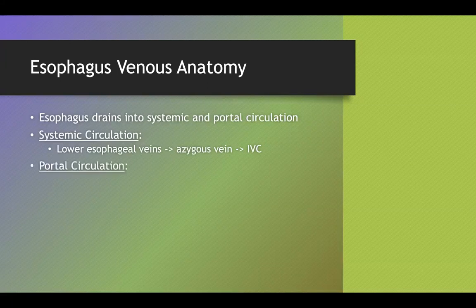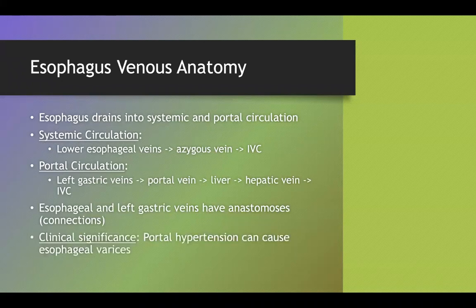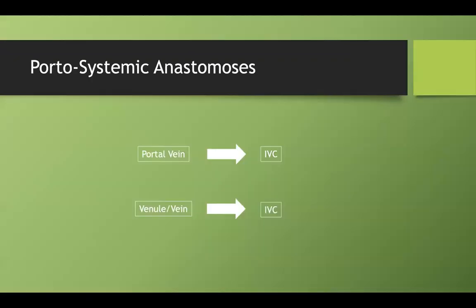But at the same time, we have some of our esophageal capillaries drain into left gastric veins, which then drain into the portal system. So that goes portal vein, liver, hepatic vein, and then finally to the IVC. And why is this important? This is important because these 2 types of veins, the esophageal and the left gastric veins, can connect at times. Okay, and if there is a backup or a buildup of pressure in one of these veins, it can actually push into the other. So I'll show you what that looks like.